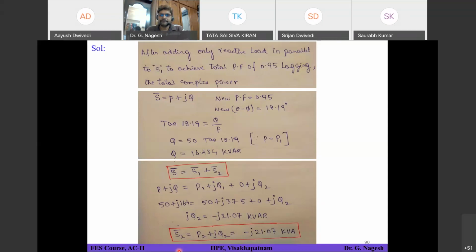You're understanding? Because S, the complex power, is nothing but V into I conjugate. Since we are talking about load 2, you should call it V2. Of course, V2 is equal to V1, which is the source voltage, not an issue. And I2 will be different. So I2 conjugate you can find out from that expression.